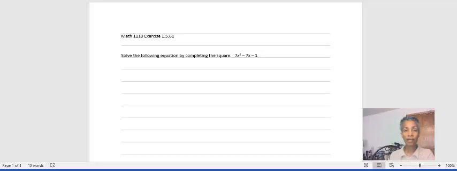Take a look at exercise 61 from section 1.5, where we consider solving a quadratic equation by completing the square. Let's look at solving this equation. The first thing I'm going to do is get the constant on the right side of the equation by adding 1 to both sides of the equation. So the equation becomes 7x squared minus 7x equals 1.